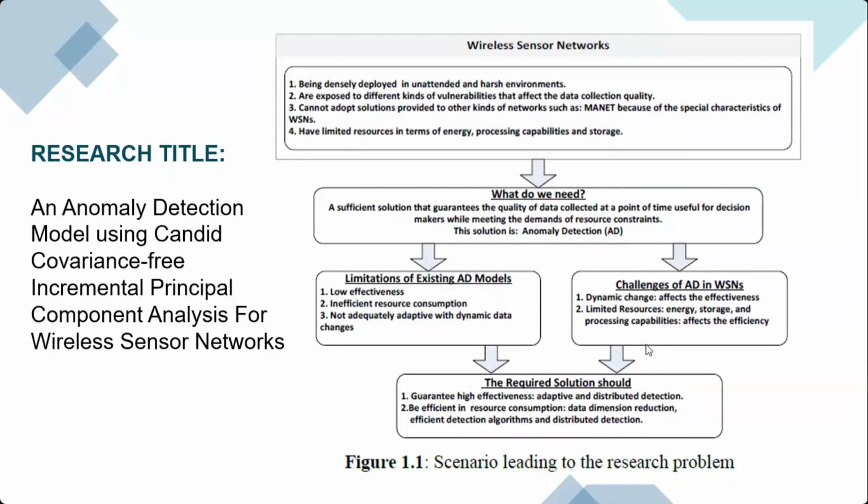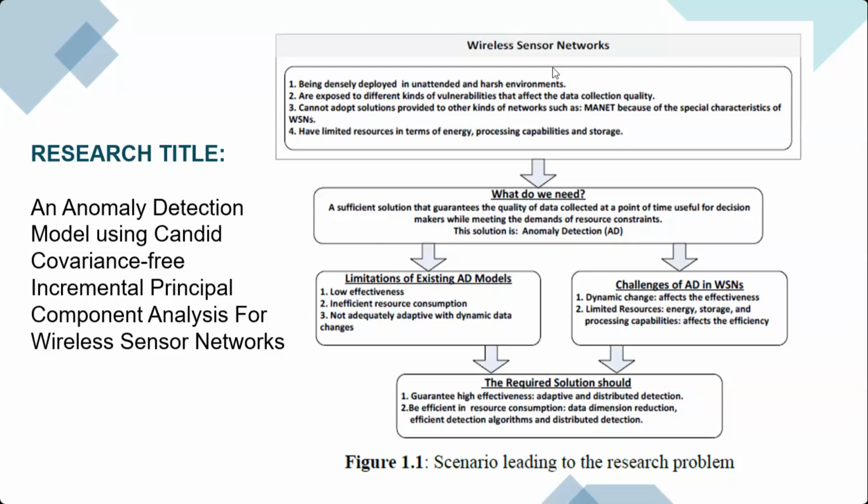Okay, for example, this is one of the examples: an anomaly detection model by using candid covariance-free incremental principal component analysis for wireless sensor network. We know that the domain is wireless sensor network, WSN. And this is the potential solution for the problem. The problem is anomaly detection, for example. Anomaly detection in wireless sensor network. So they use this potential solution to overcome the problem.